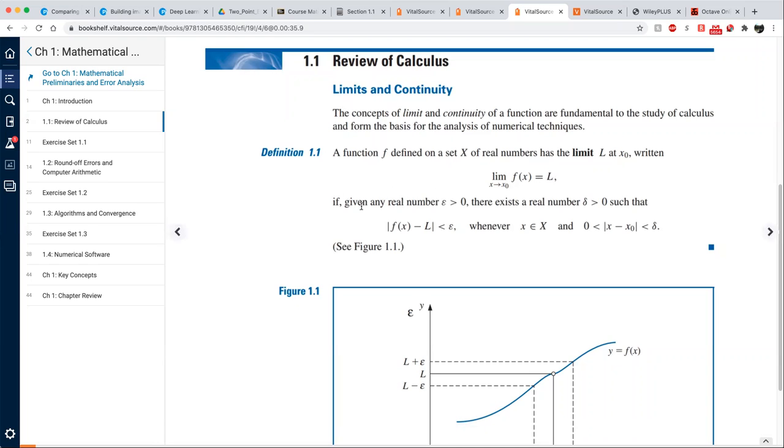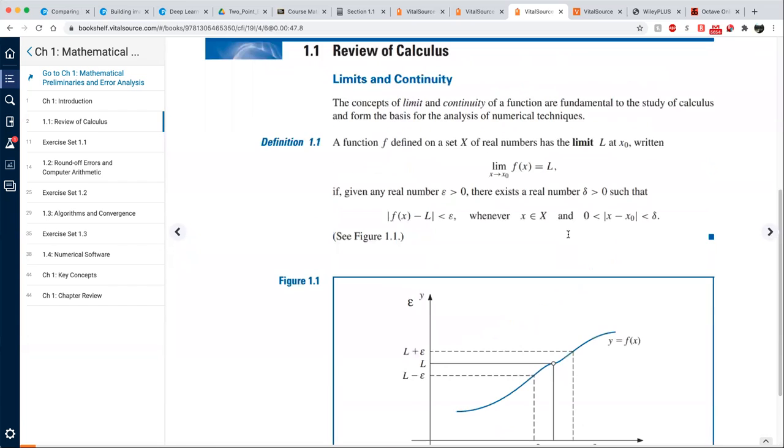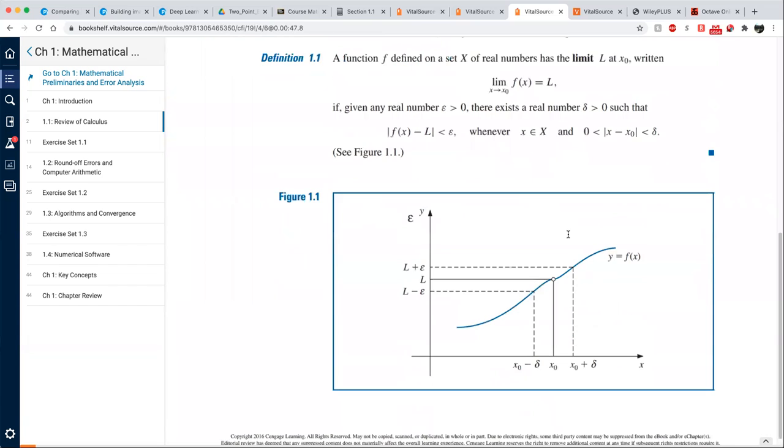If, given any real number epsilon greater than 0, there exists a real number delta such that |f(x) minus L| is less than epsilon whenever x is in the domain of function f, and |x minus x naught| is between 0 and delta. I know it looks hard to understand. You may see this definition when you take real analysis, or you have already heard it when you studied calculus.